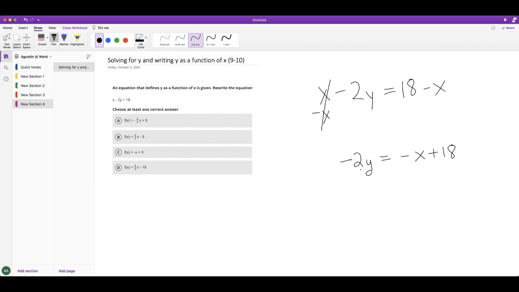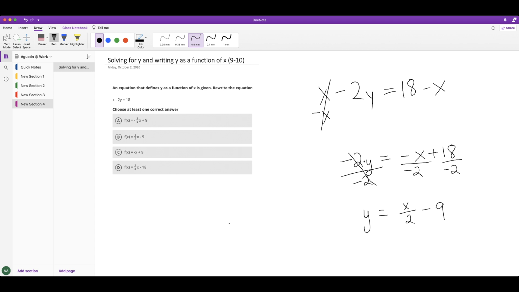Now I need to get rid of this negative 2. This negative 2 is multiplying the y, so I need to divide by negative 2, right? That'll cancel out and give me just y. Now each term over here is going to get divided by negative 2. So this negative x gets divided by negative 2, and this 18 gets divided by negative 2. Well, these negatives here are going to cancel. I'm just going to have x over 2, x divided by 2. And positive divided by a negative is a negative. 18 divided by 2 is 9.